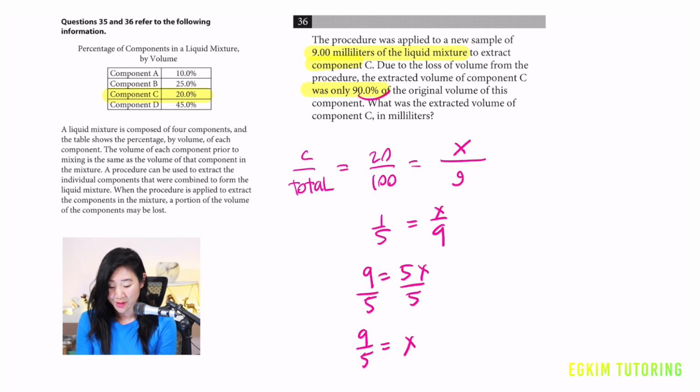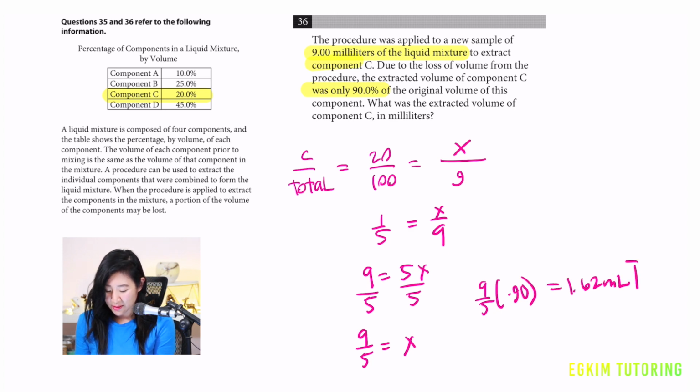Remember, they said that you only took 90% of your theoretical. So now we're going to say 9 over 5. Multiply that by 0.90 to get 1.62 milliliters. And this is going to be your answer right here.